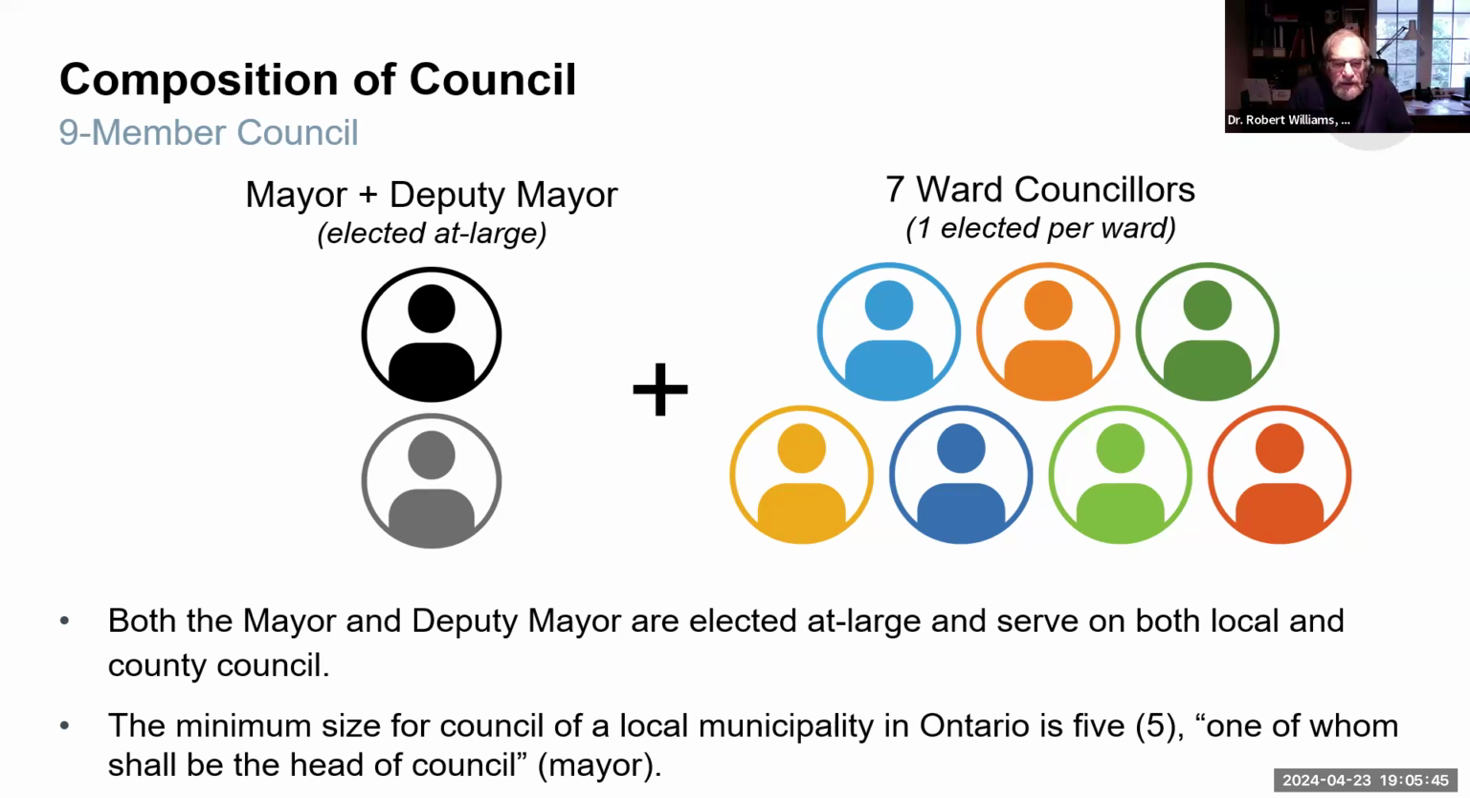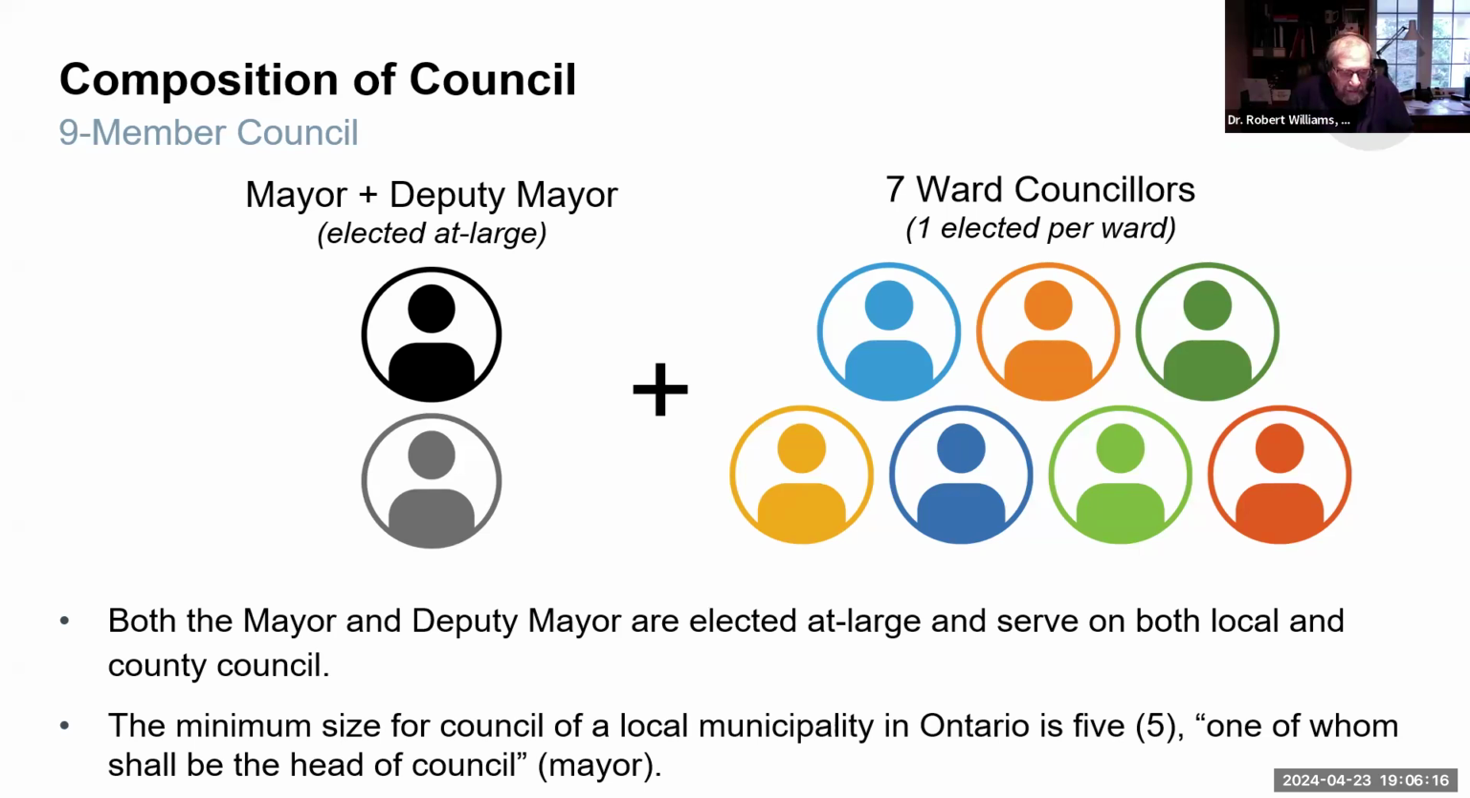The legislation does say that the minimum size for a council of a local municipality in Ontario is 5. So we're above that, as long as you've got 5 members, but one of those shall be, in the language of the Act, the head of council. The Municipal Act doesn't refer to them as the mayor. They're listed as the head of council. So one of the five is the head of council. After that, it's open to expansion and possible contraction in some instances.